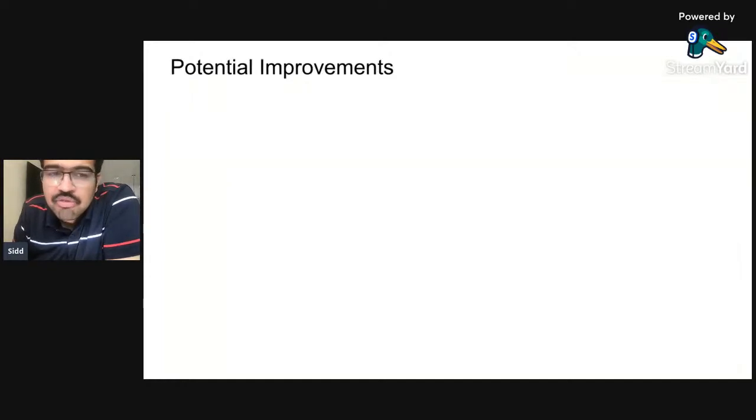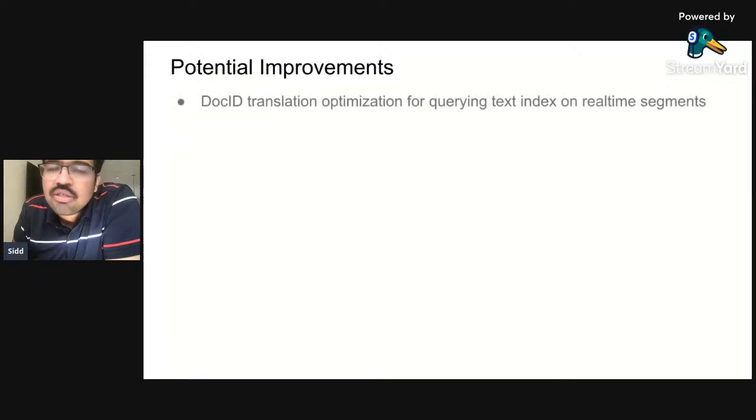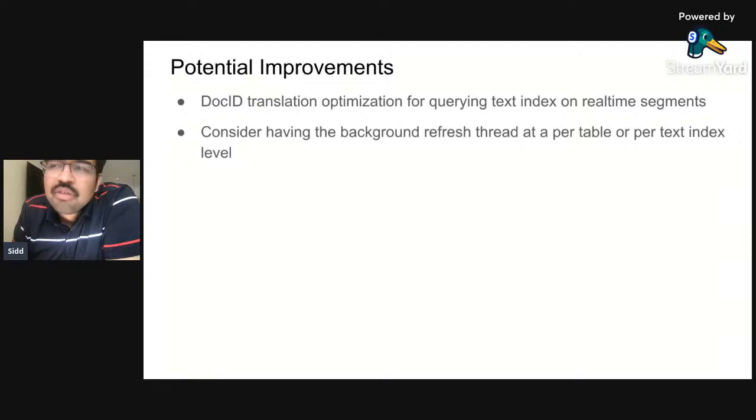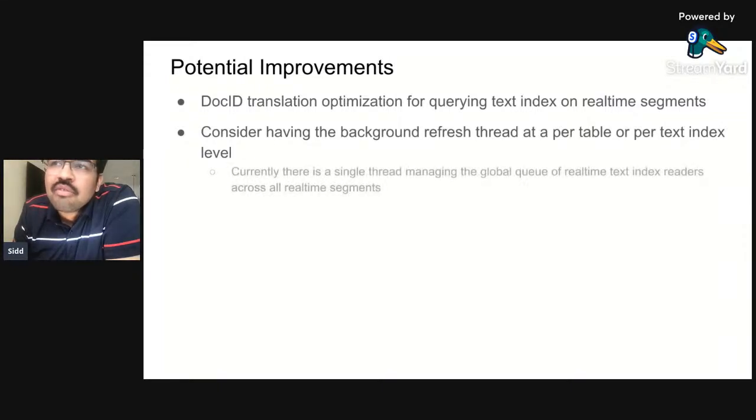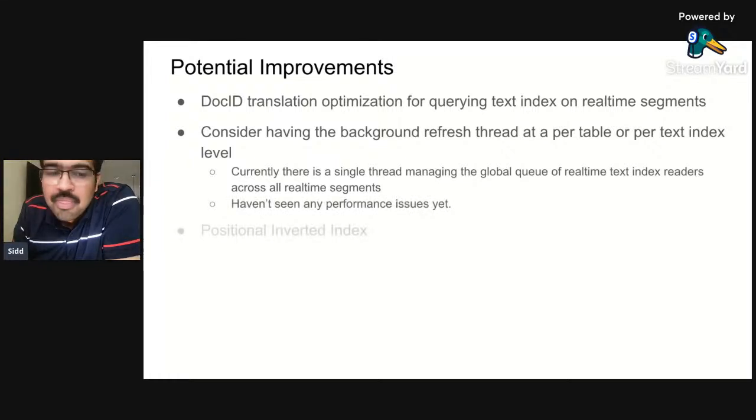Then we have some potential improvements that I'd like to talk about. One is the doc ID translation optimization for querying the text index. We need to do that for real-time segments, and that is one of the things that I've been working on with a couple of users in the open source who are using text search on real time, to get some feedback on performance and then accordingly do this. And then, as I said, the background refresh thread has a global queue. I think we may want to consider having a bit of finer grain scope there, basically either on a per table or a per index basis. Haven't seen any performance issues yet, but something to do.